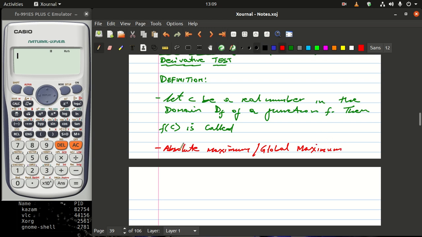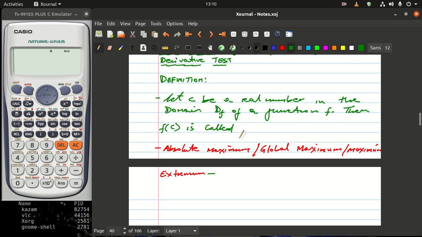If the question is saying find the absolute maximum, or a global maximum, or a maximum extremum, those three things actually mean the same thing: absolute maximum, global maximum, or maximum extremum. So I'm just going to write this. We have maximum extremum. Okay, what does that thing actually mean?